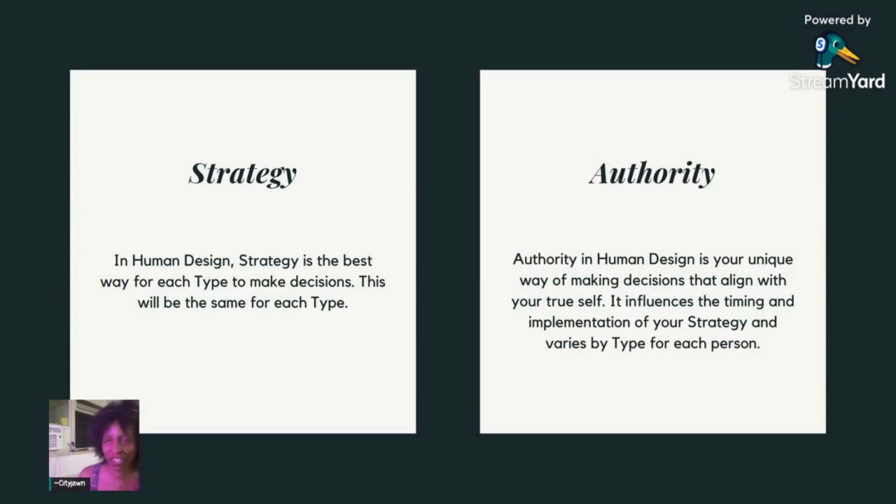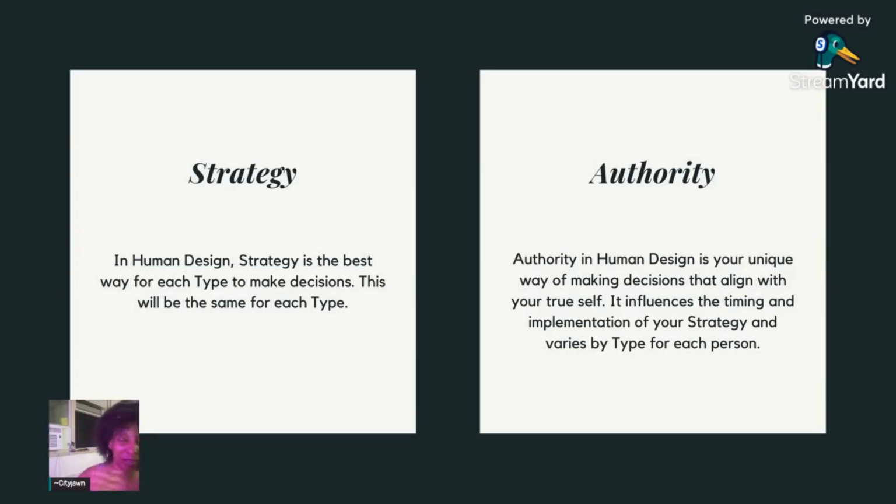It's the way that we make decisions that align with our unique energy, by doing it in the energetic way, and also the timing of how we do it, which is also going to vary by type for each person.